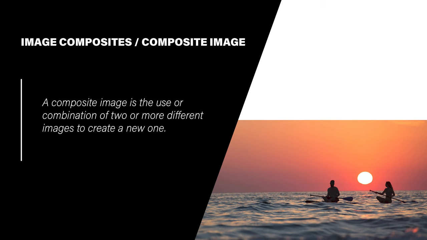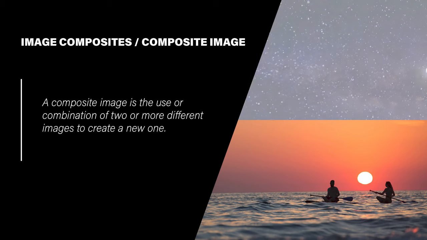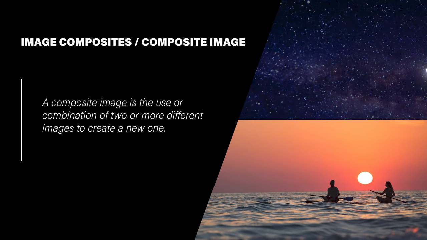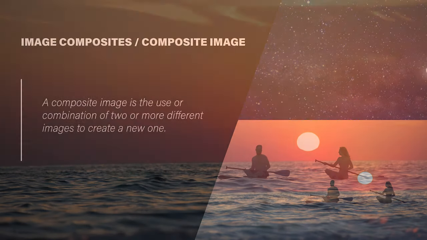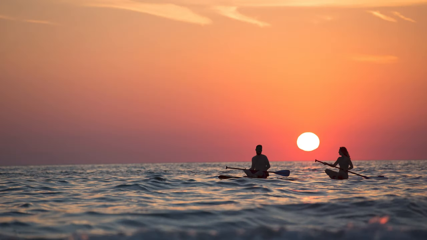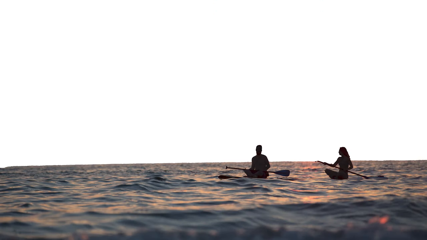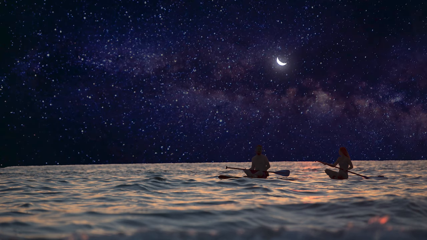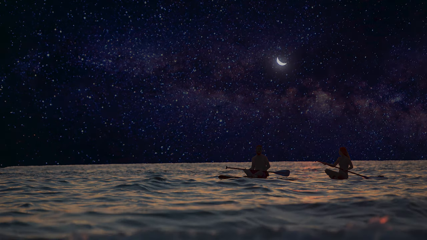A composite image is essentially the use or the combination of two or more different images to create a new one. For example, I may take a picture of a sunset on a beach, then remove the skyline of the sunset and replace it with an image of the night sky. This new scene is now two images merged into one and is now a composite image.